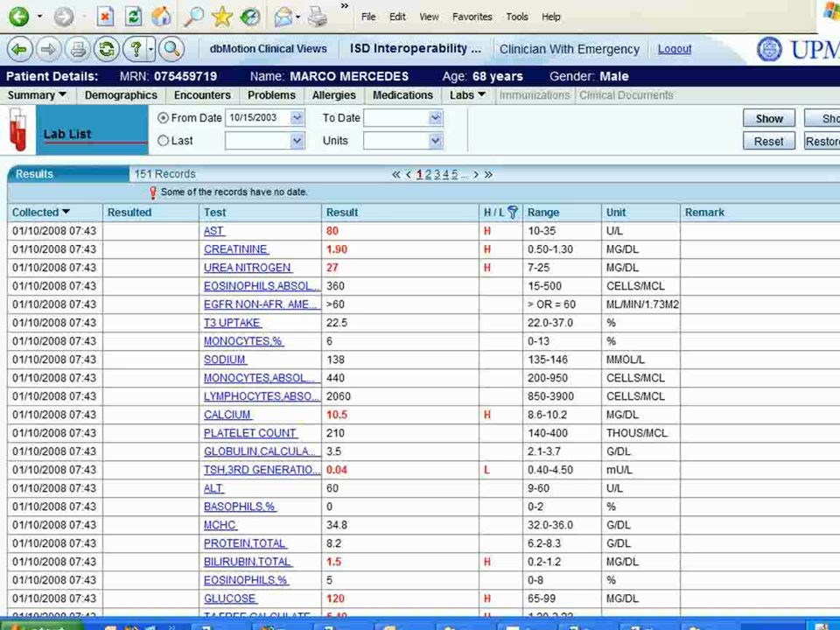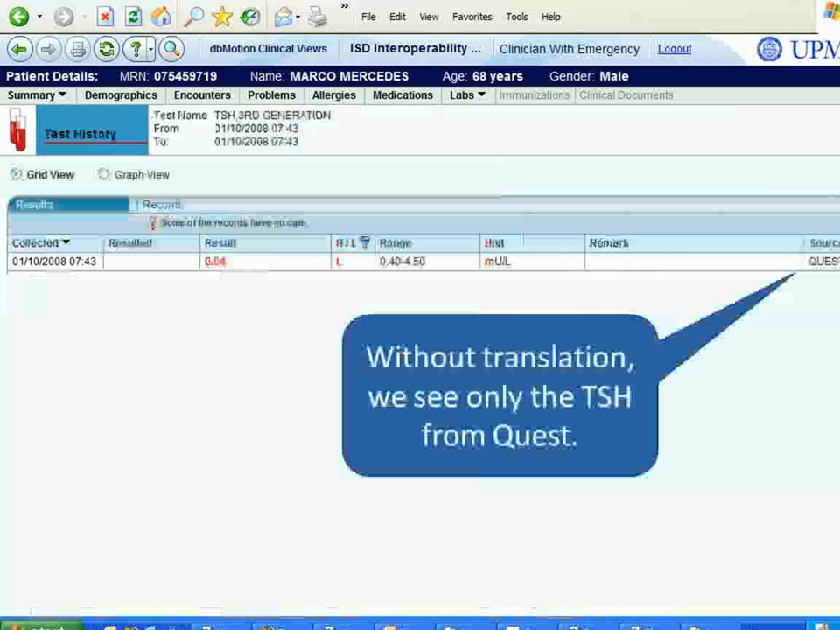Well, if you're looking at a long list of laboratory test results, you can see here that we've got multiple pages of test results, and on page 1 we see that the patient has a 3rd generation TSH result, which is low, and this demo patient we created to have hyperthyroidism, which leads to a low TSH. And you just see here the TSH results from Quest. And again, if you click on that result, you only see a history of one TSH test result. You don't see TSH test results from any other laboratory.